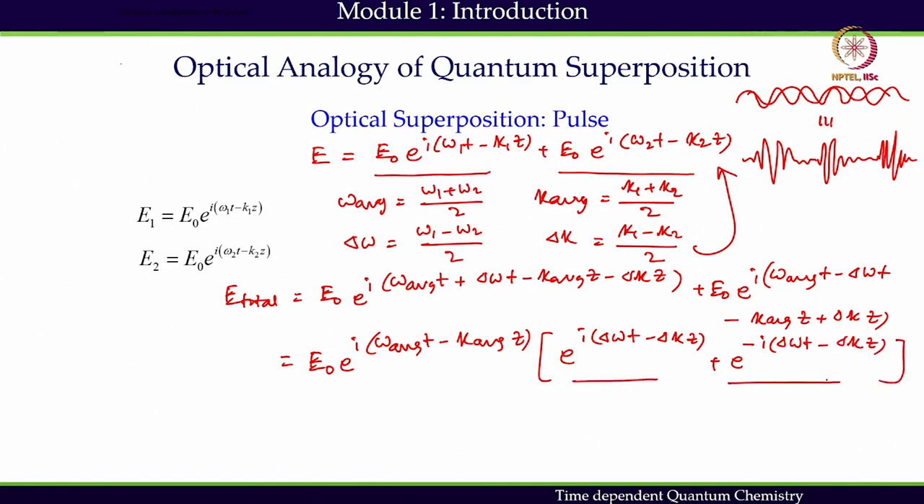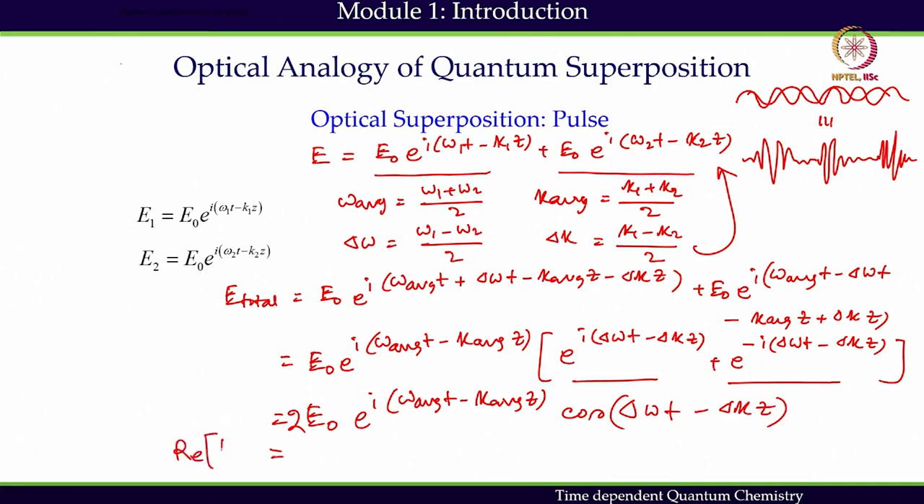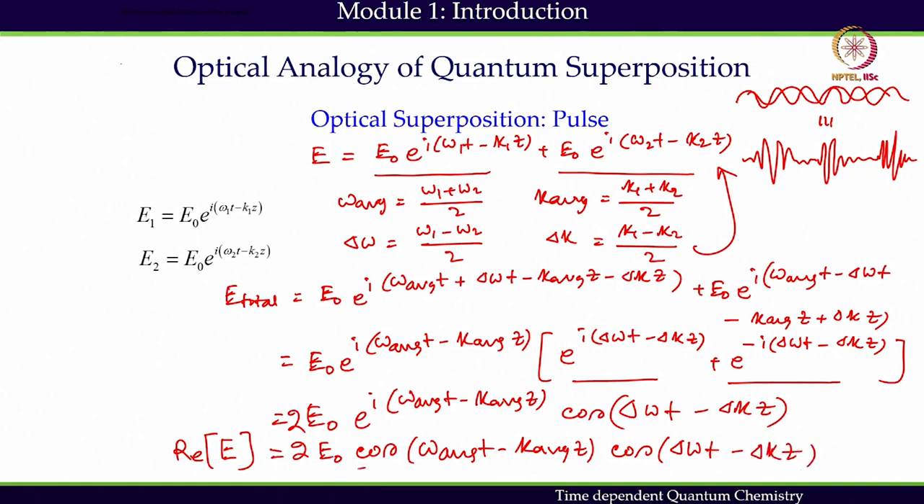This is the complex conjugate of each one, so I'll be able to write down 2 e to the power i omega average t minus k average z into cos delta omega t minus delta k z. And if we take the real part of this E total, then we get 2 E naught cos omega average t minus k average z into cos delta omega t minus delta k z. We get two different oscillations.